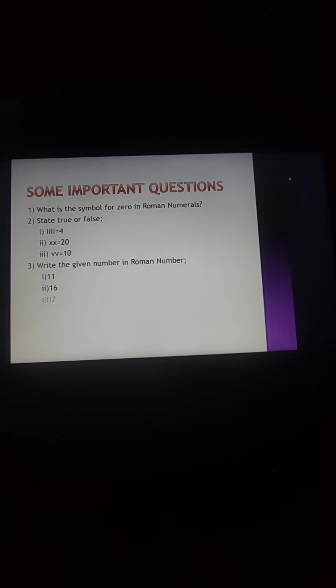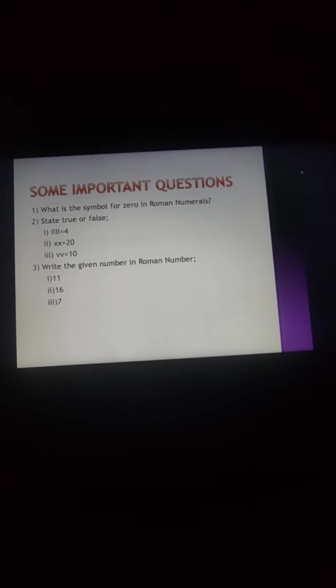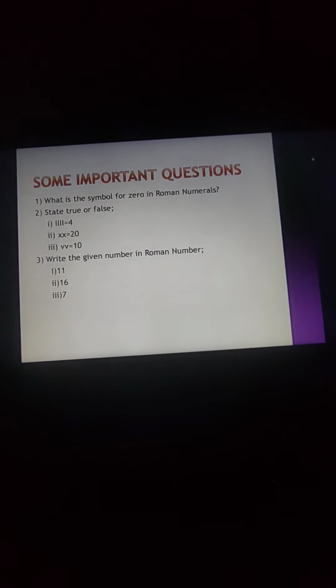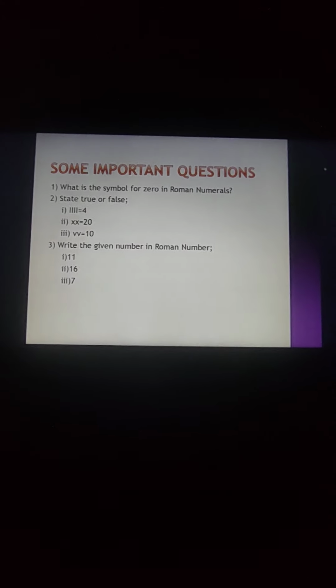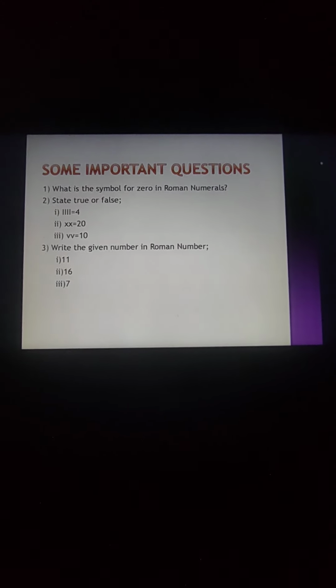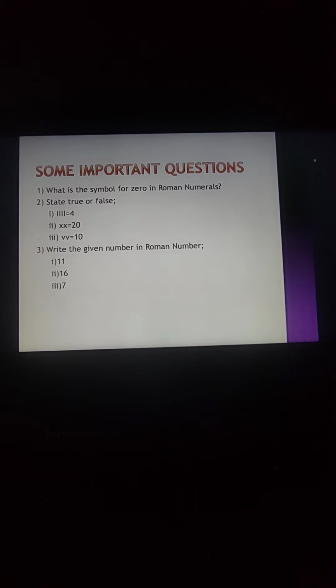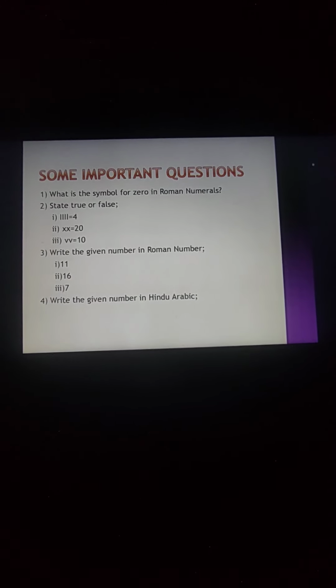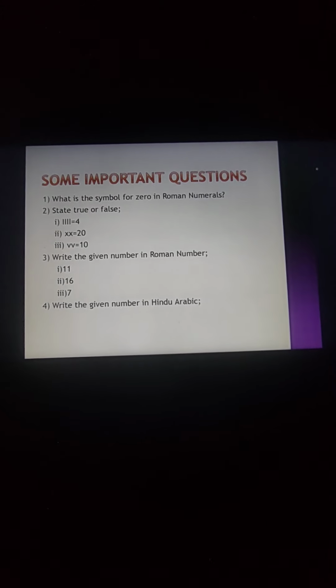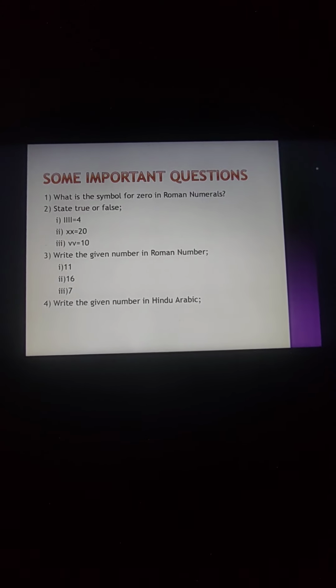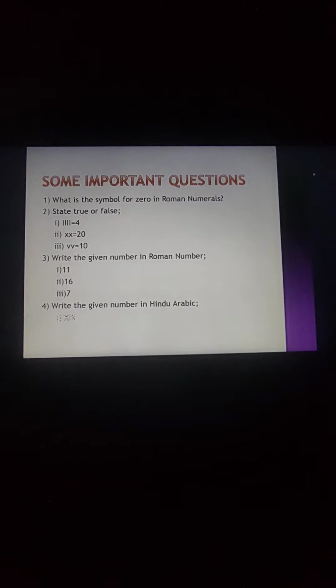In the same way, the next question is also there. So this is one type of question which comes related to Roman numeral. That means the question will be given to you in Hindu Arabic and you have to write the Roman numeral. Now the next is write the given number in Hindu Arabic. Here the question will be given to you in Roman numeral and you have to convert it into Hindu Arabic.